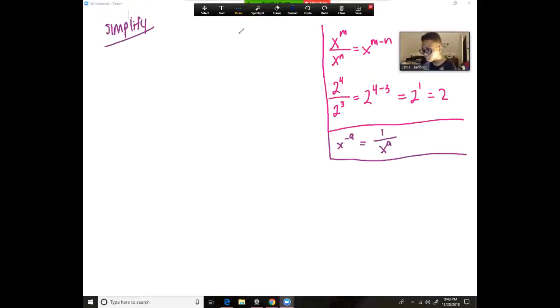All right, so let's do one that's a little bit more complicated. Squared plus b. I'm going to just use y because I got it. y squared over b squared.